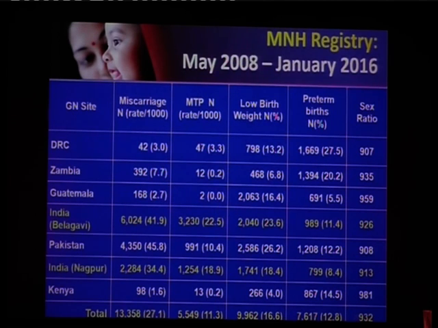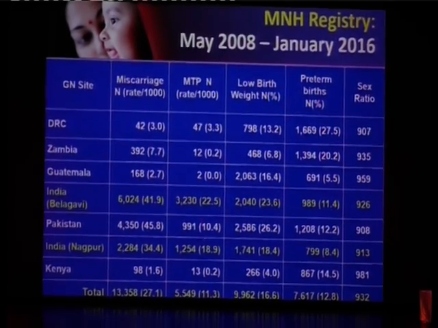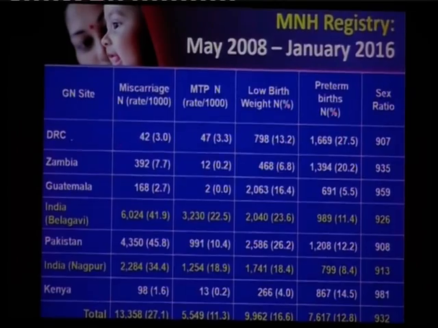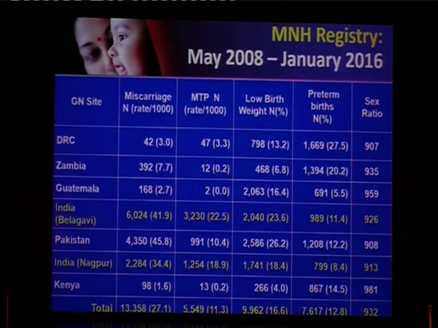Since early registration is important, over time miscarriages and MTP rates are going up. Here we will have to strengthen early enrollments in these three sites. These two findings, low birth weight and preterm births, are very critical, and in a community setup, I think this is the first time globally we have got the low birth weight rates and preterm birth rates. Across the globe it is 12.18%, and in our site it is 11.4% and 23.6%.